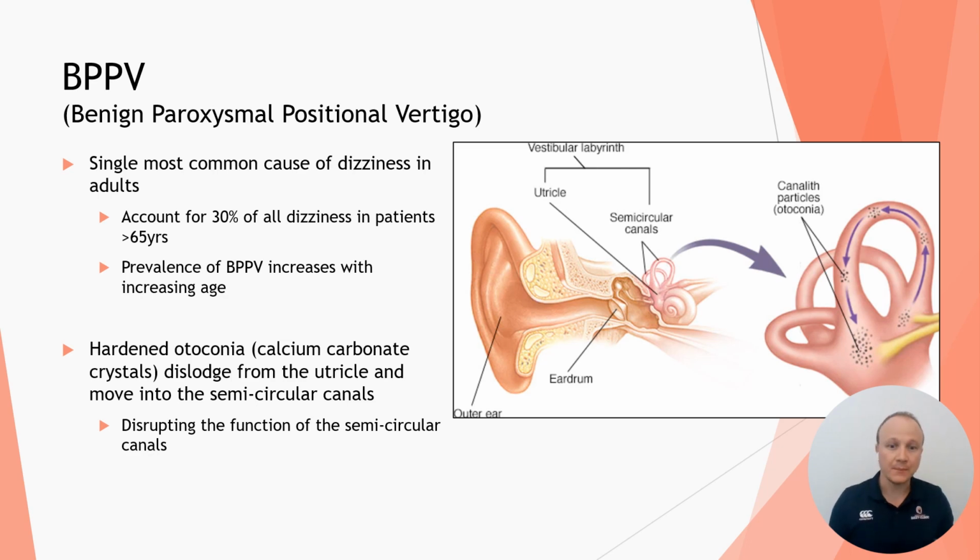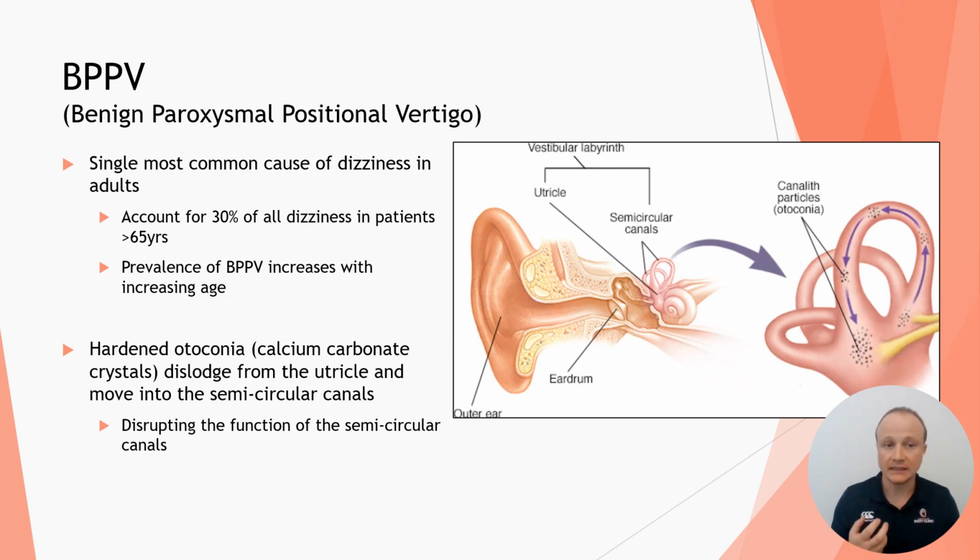We're going to talk about BPPV first. It's better known as positional vertigo. Some people just call it the crystals, and it's the single most common cause of dizziness in adults. It accounts for roughly a third, roughly 30%, of all dizziness in adults over the age of 65, and the prevalence increases with age. As we all get older, our likelihood of getting BPPV increases as well.